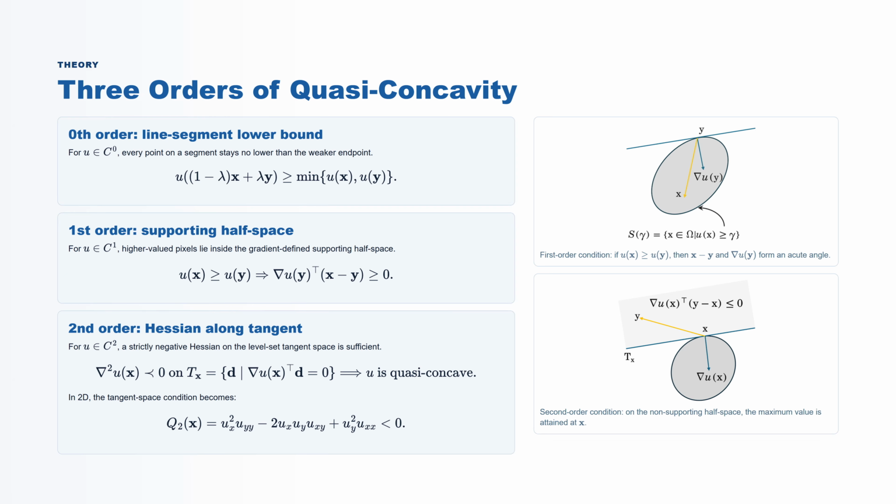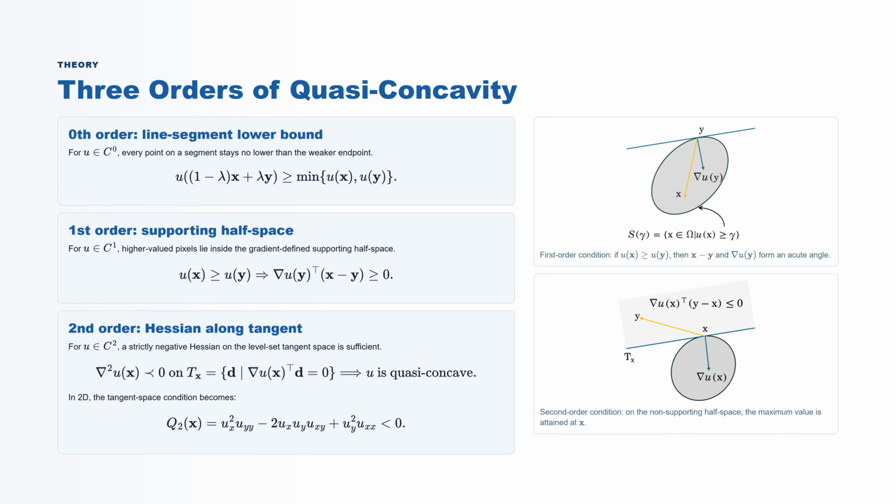Once we view convexity as a quasi-concavity of U, we can derive different conditions depending on the smoothness of U. For the zero-order case, we only assume U is continuous. The condition says that every point on a line segment should have value no smaller than the weaker endpoint.